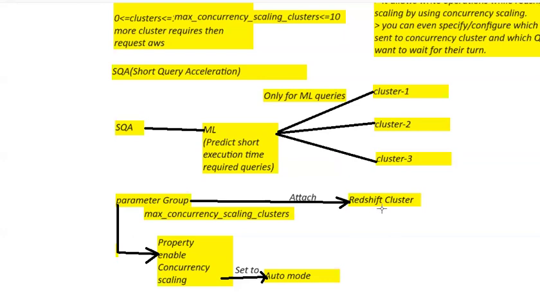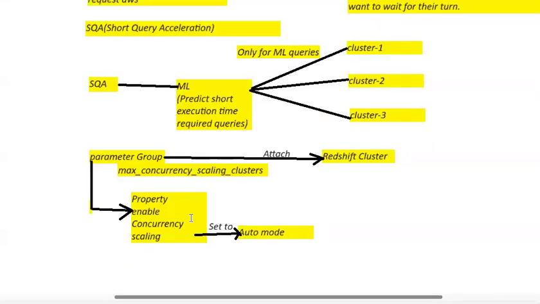That's it, guys. We have now enabled concurrency scaling on our Redshift cluster. How did we enable it? We created a parameter group with some name and description. Then we opened that parameter group. Under that, we went for concurrency scaling, which was available under edit workload queues. Under the edit workload queues parameter, we went for concurrency scaling. Then we set this concurrency scaling to auto mode, so that it will be on.